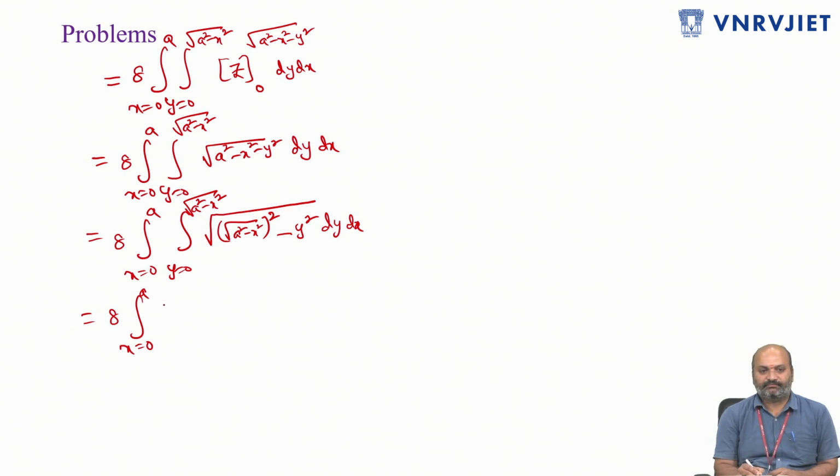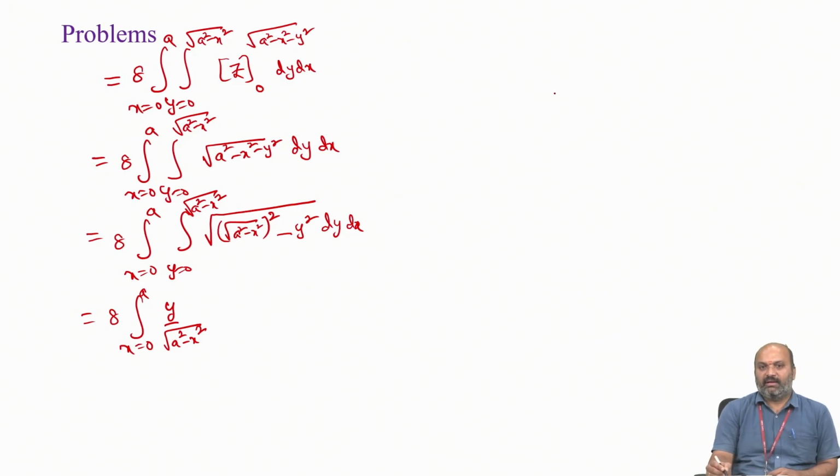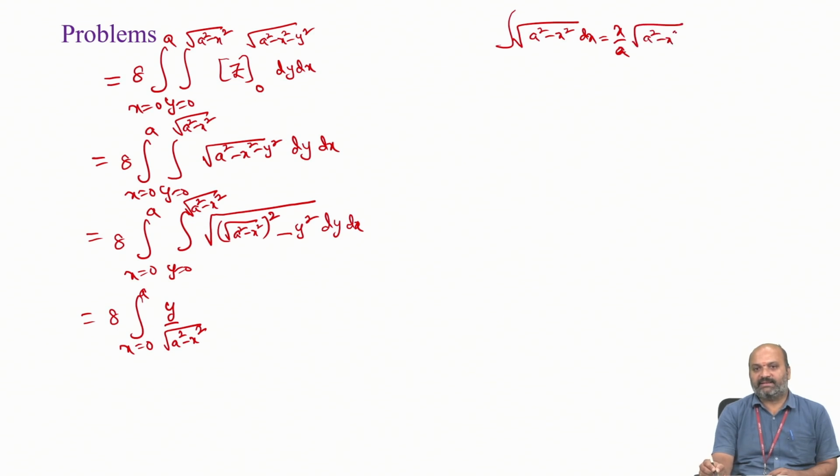I am writing the formula here. The integral of root over a square minus x square dx is equal to x by 2 times root over a square minus x square plus a square by 2 times sine inverse of x by a. This is the formula. Here, instead of x we have y.